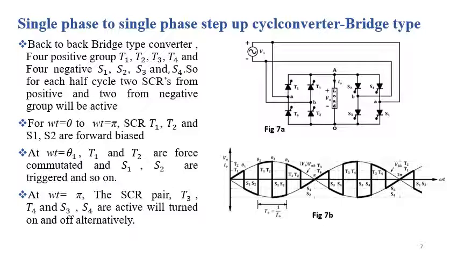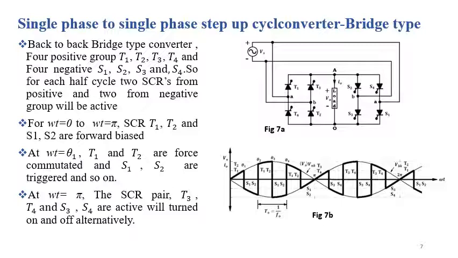In this slide we shall discuss the single phase to single phase step up cycloconverter with bridge type topology. Figure 7a shows the circuit diagram of single phase to single phase cycloconverter with bridge type topology. Here our objective is to achieve an output voltage of a frequency larger than the source frequency.